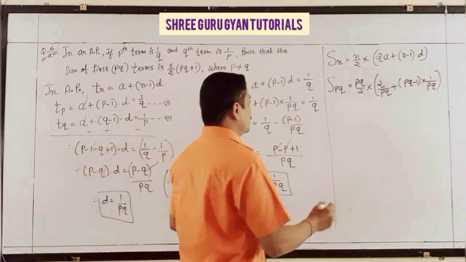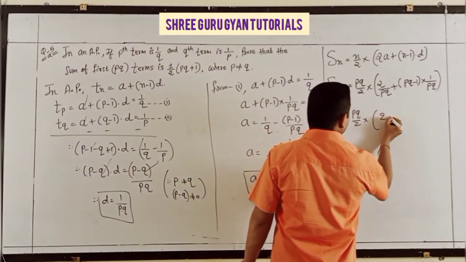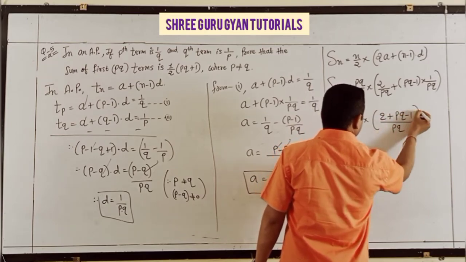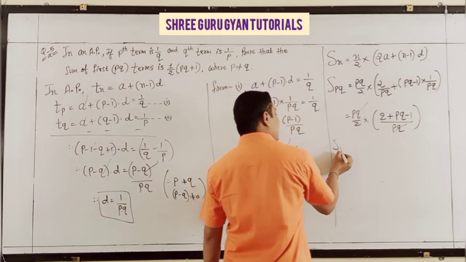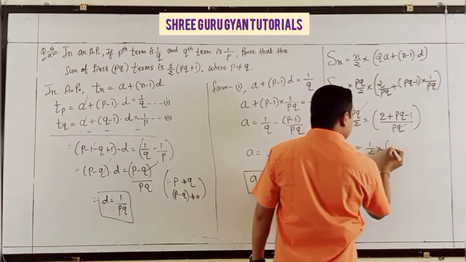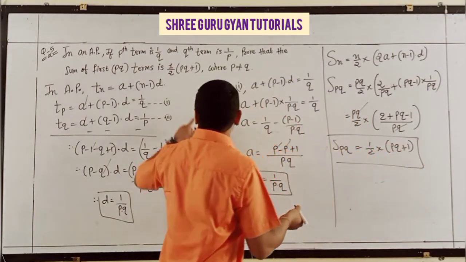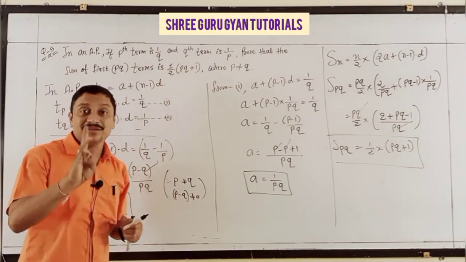Yes. So pq by 2 same. Here 2 plus (pq minus 1) by pq. Finally pq gone. Remaining your answer. Ready, students? Here it is half of (pq plus 1), and that's you check, you get half (pq plus 1), our target. Yes, students, it is an IMP question for 3 marks.